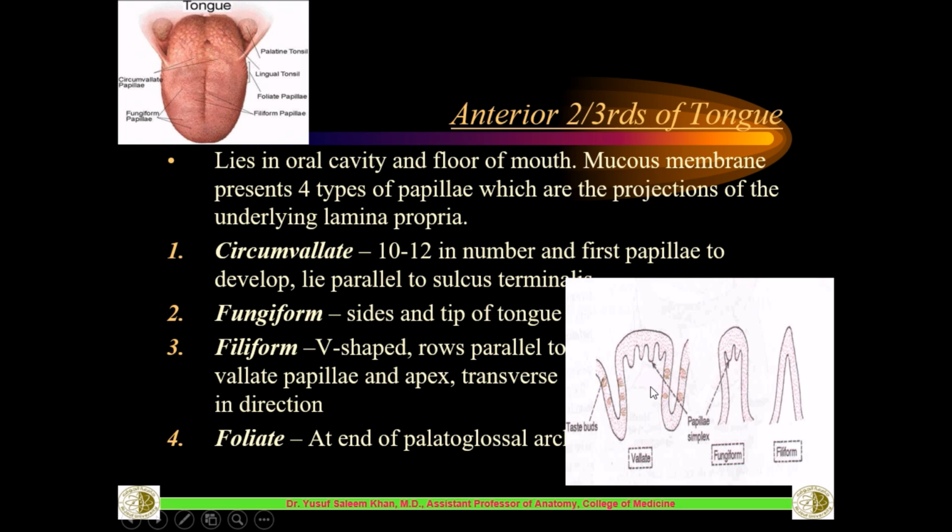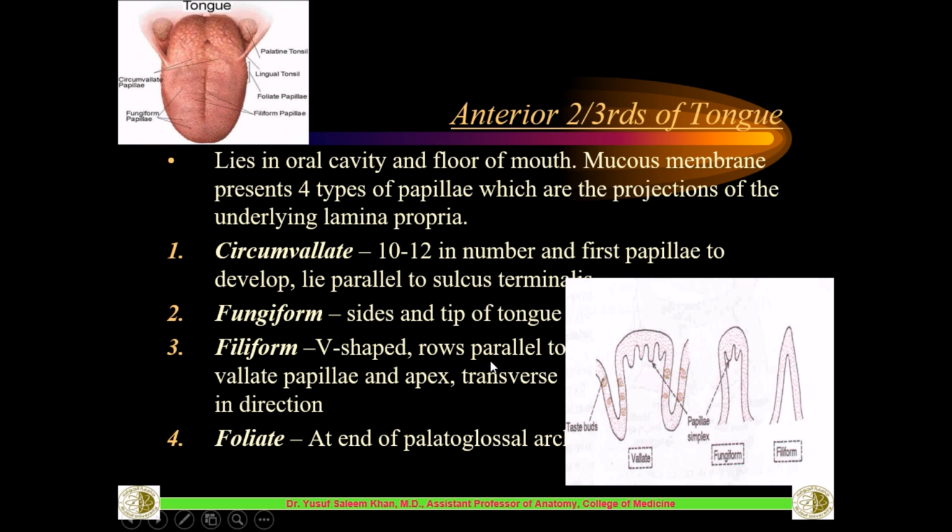The first one is the circumvallate papillae. If you can see here, this is the side view to show you how different the circumvallate is from other types. This is the circumvallate papilla, which is circular in shape as well as broader in nature. They are present just in front of the sulcus terminalis, and they are almost 10 to 12 in number. They are the first papillae to develop, and they lie parallel to the sulcus terminalis, the furrow which divides the anterior 2/3 of the tongue from the posterior 1/3. So here will be the sulcus terminalis, the foramen cecum, and just in front of them will be the 10 to 12 circumvallate papillae. They are also called the vallate papillae.